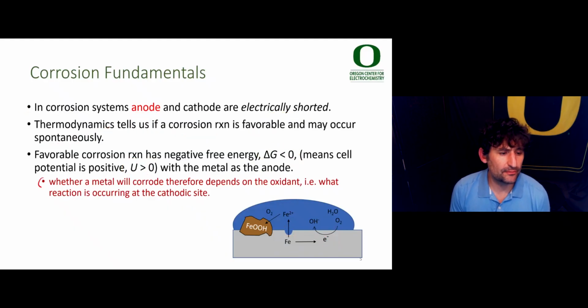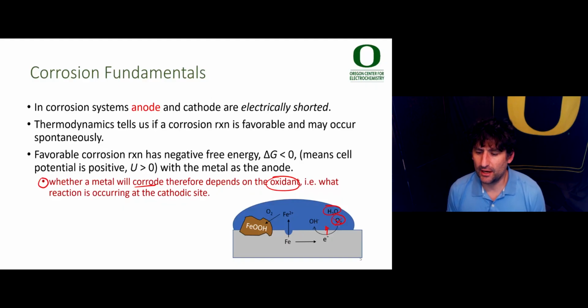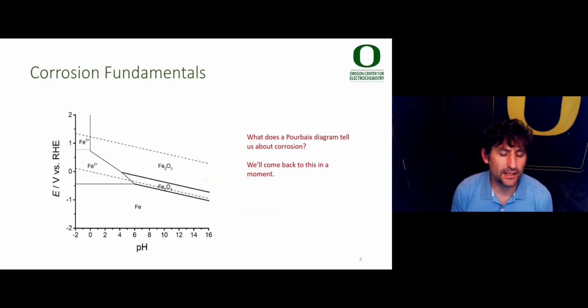Another thing that's important to remember is that whether a metal will corrode or not therefore depends on what the oxidant is. Here, oxygen's the oxidant. It's the thing getting reduced at the cathodic site. But if water is the only thing available, say you use up all the oxygen, for some metals, water is unable to corrode them, whereas they're easily corroded in the presence of oxygen. Let's recall the Pourbaix diagram we learned about last term. The Pourbaix diagram actually tells us a lot about corrosion.